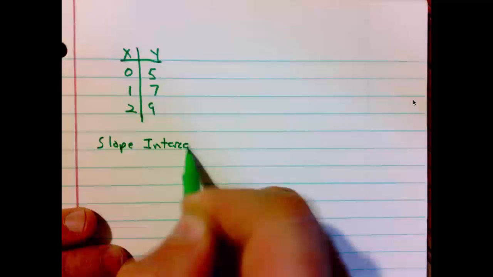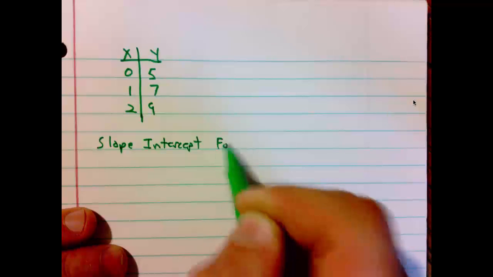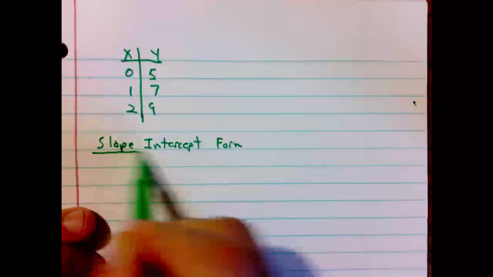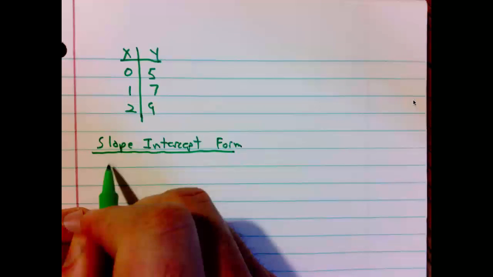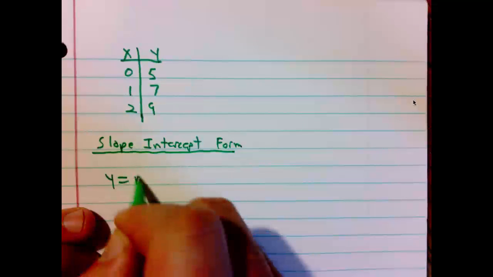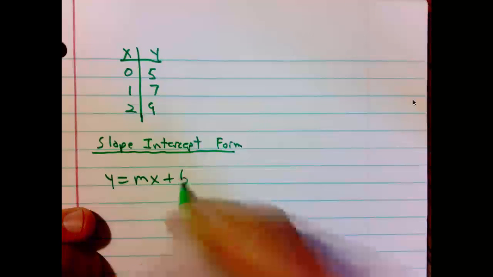We're going to be using this data. Our domain elements are 0, 1, 2. Our range elements are 5, 7, and 9. Well, this one's pretty straightforward. We could use our slope-intercept form and find the equation of a line probably without too much difficulty. Let's give that a try. Slope-intercept form. Well, that form of the equation is y equals mx plus b.